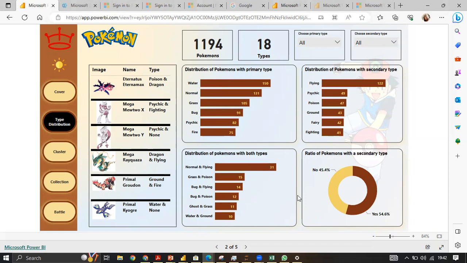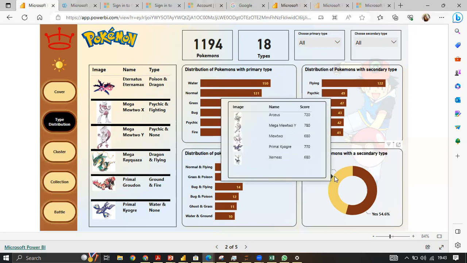In the paired type, Pokemons with normal and flying are the more represented in the group. And this is the ratio of Pokemons with a secondary type. Among these 1,194 Pokemons, 54.6% have a secondary type, while 45.4% do not have a secondary type. Among those that do not have a secondary type, these are the top 5, where Mega Mewtwo Y is leading.